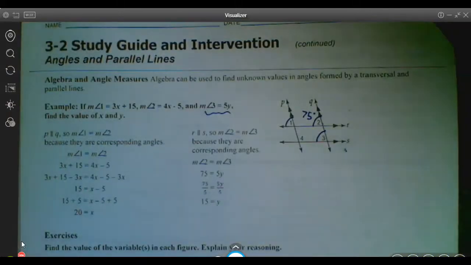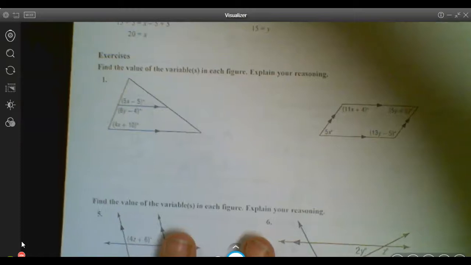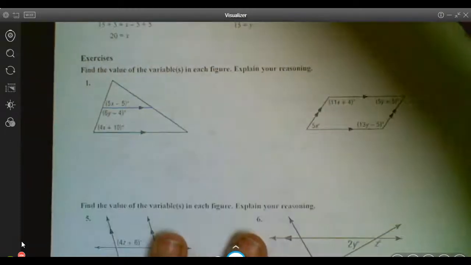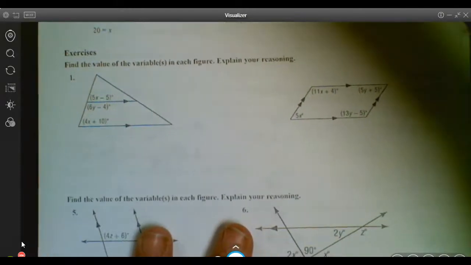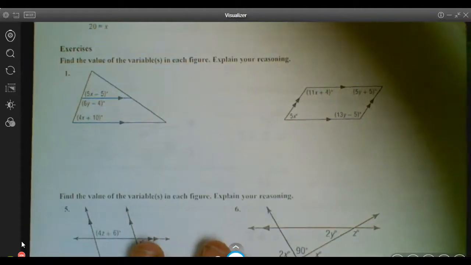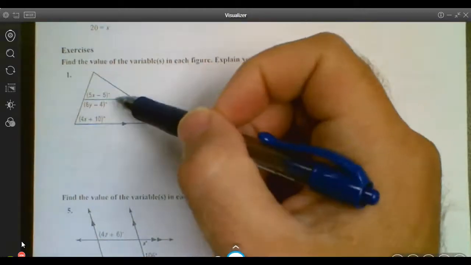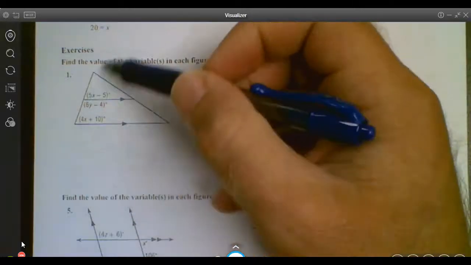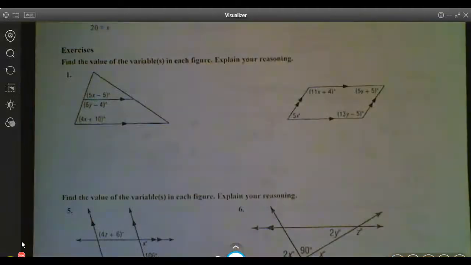So let's try a few of these on our own. We're going to give you some different looks here, but the super, super important thing to recognize is the parallel lines. As I look at these, I've got parallel lines, I've got a transversal right here, and one thing that will help you is if you can somehow get rid of the information that you don't need to help make these things look a little more familiar to you.